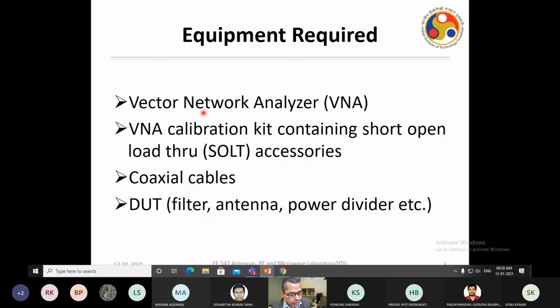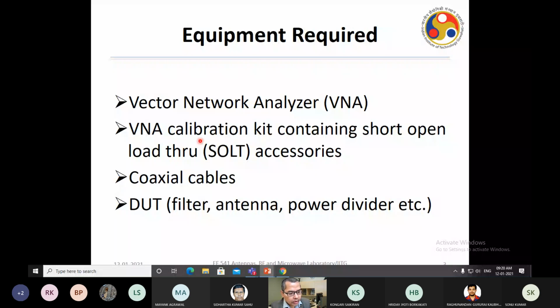So in order to use a network analyzer, the first thing you should be doing is calibration. You have to calibrate it. Otherwise, your results would have high error. So a lot of errors will be there. So before you start any experiment using network analyzer, you should do calibration.